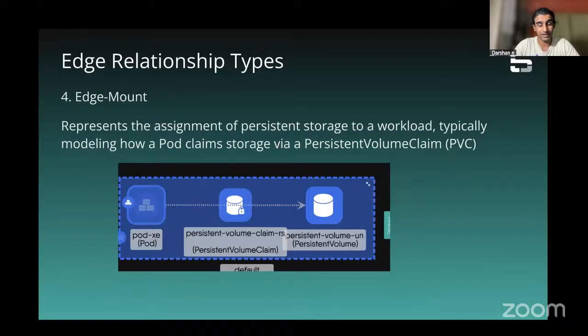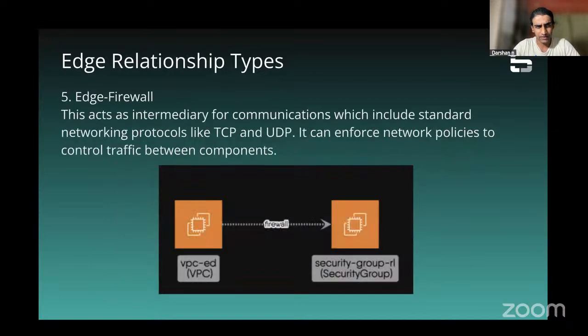We have edge mount. This is like an isolated storage interaction. It represents how a workload binds with two components. For example, we have a pod mounting to a persistent volume via a persistent volume claim. Up next we have firewall. This is similar to network, but instead of representing a traffic flow, it represents traffic control, like access control between two components. Here we can see an AWS VPC having a firewall connection with the security group.